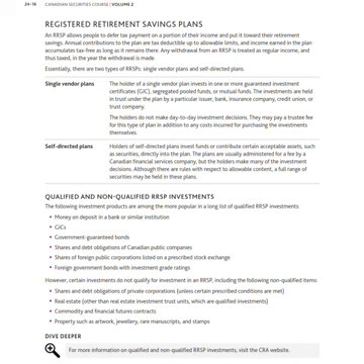Single vendor plans. A holder of a single vendor plan invests in one or more guaranteed investment certificates, or GICs, segregated pools, funds, or mutual funds. The investments are held in trust under the plan by a particular issuer: a bank, insurance company, credit union, or trust company. The holders do not make day-to-day investment decisions. They may pay a trustee fee for this type of plan in addition to any costs incurred for purchasing the investment itself.